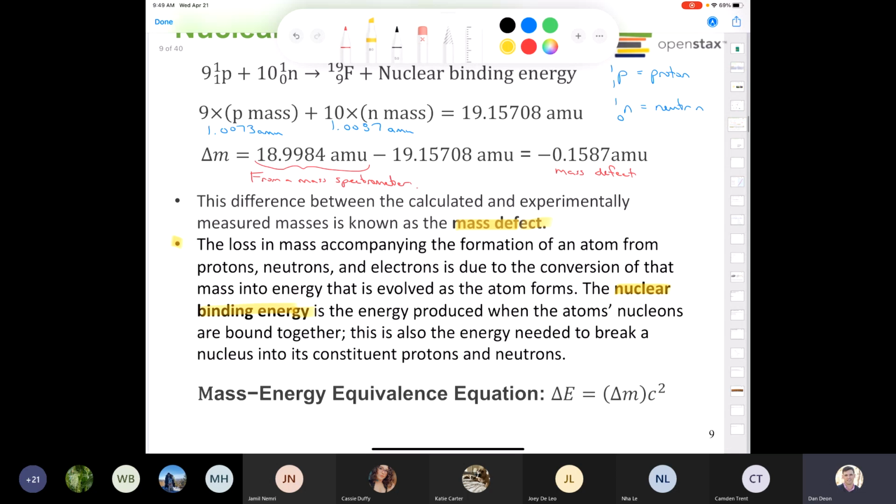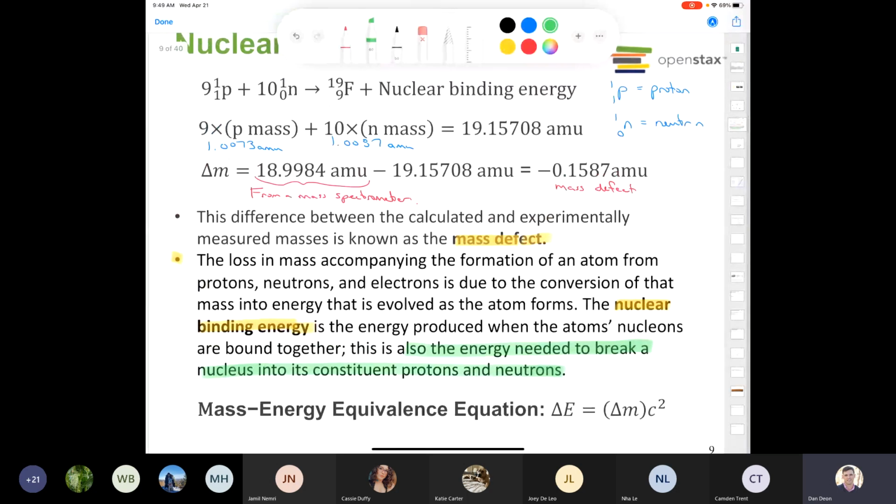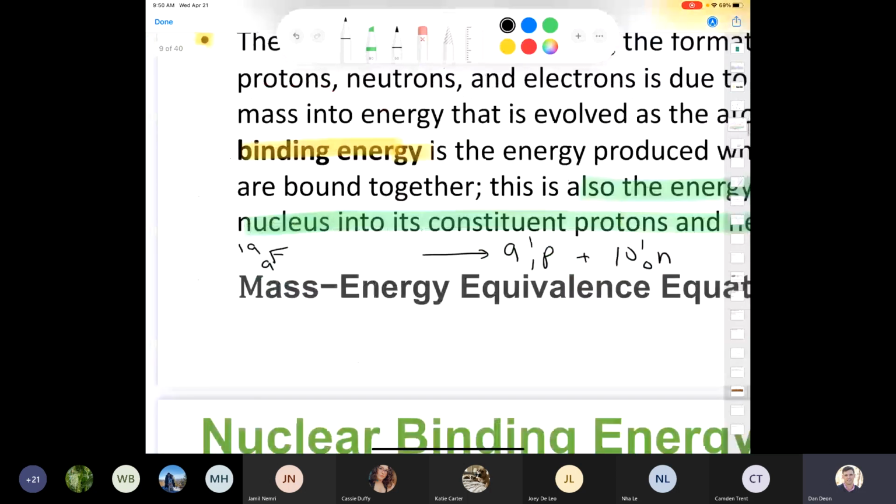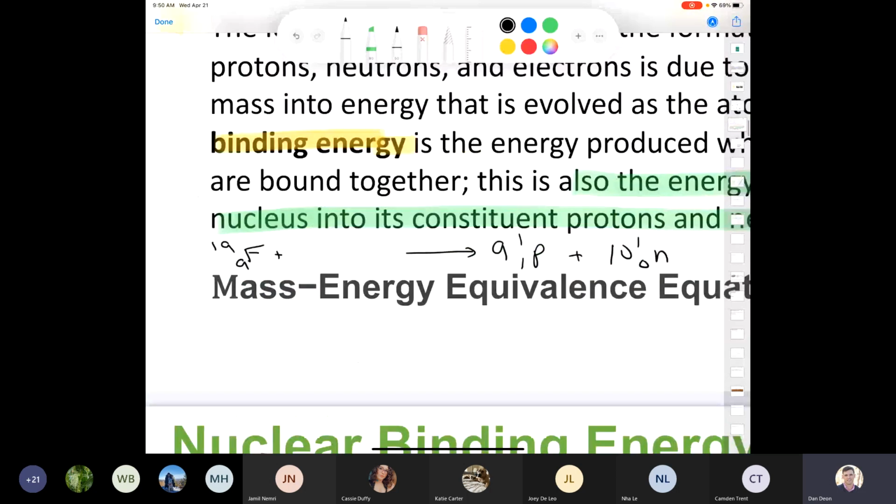It says that the nuclear binding energy is also the energy needed to break a nucleus into its constituent protons and neutrons. So if I take this reaction up here and I write out the reverse of it, if I wanted to take fluorine-19, and I know there's not a lot of room here, but if I wanted to take fluorine-19 and break it apart into its 9 protons plus 10 neutrons, in order for me to do that, I would have to put in nuclear binding energy.